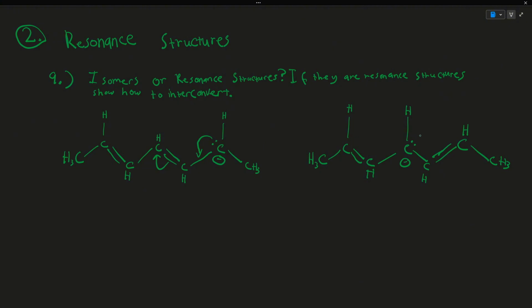Now we just do it the opposite way. So electrons go down here to form the double bond, and then the electrons from this double bond go onto this carbon, and now we have this compound. So these are resonance structures, and that's how you interconvert. And there we go.